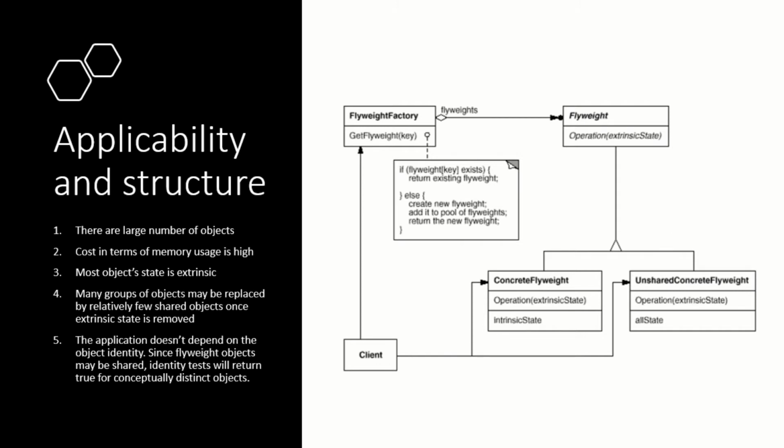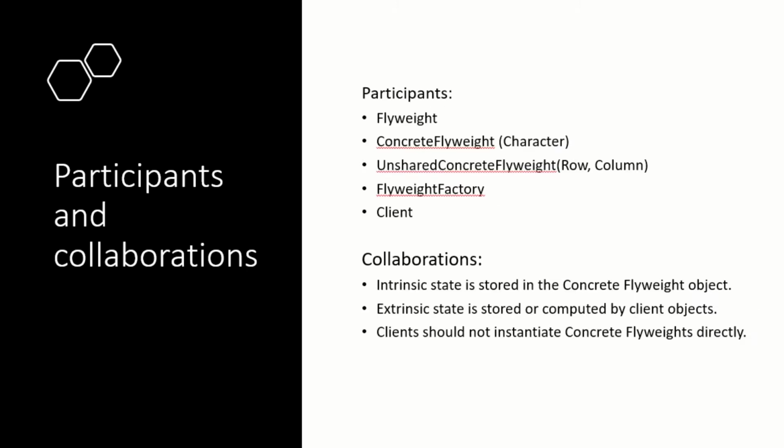The class structure, the diagrammatic structure for the flyweight pattern is shown on the right. The participants in the structure are the flyweight, which declares an interface through which flyweights can receive and act on extrinsic state. The concrete flyweight implements the flyweight interface and adds storage for intrinsic state, if any. The concrete flyweight object must be shareable. Any state it stores must be intrinsic, that is, it should be independent of the concrete flyweight object's context.